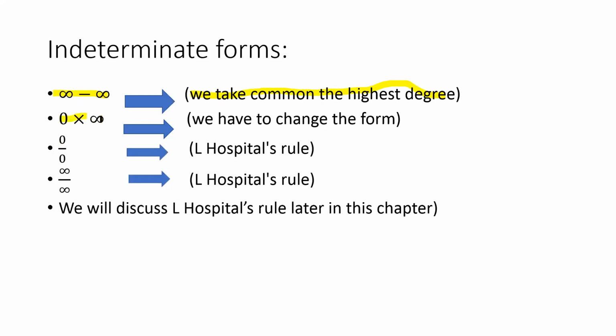0 times infinity is also indeterminate. We have to change the form. Either we expand, or we factorize, or we take the common denominator. So 0 times infinity is an indeterminate form. 0 over 0 is also indeterminate. We are going to use L'Hopital's rule. We are going to see what L'Hopital's rule is. Infinity over infinity also is indeterminate. We are going to use L'Hopital's rule. We will discuss L'Hopital's rule later in this chapter.